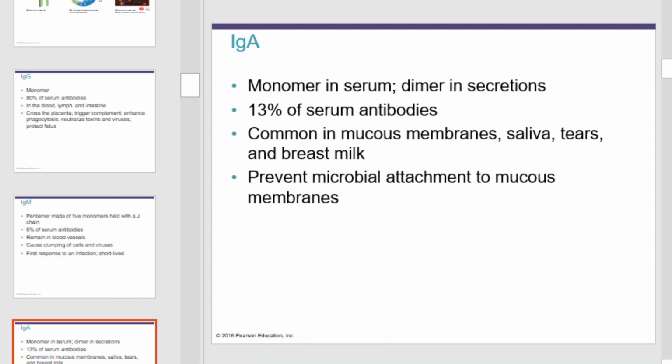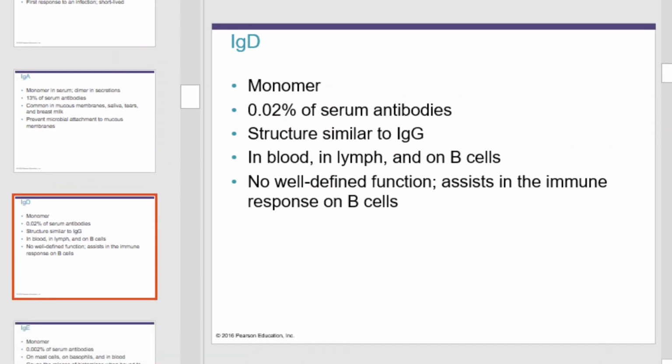IgA is a monomer in serum, dimer in secretions, and it makes up 13% of serum antibodies. It's common in mucous membranes, saliva, tears, and breast milk. It can prevent microbial attachment to mucous membranes.